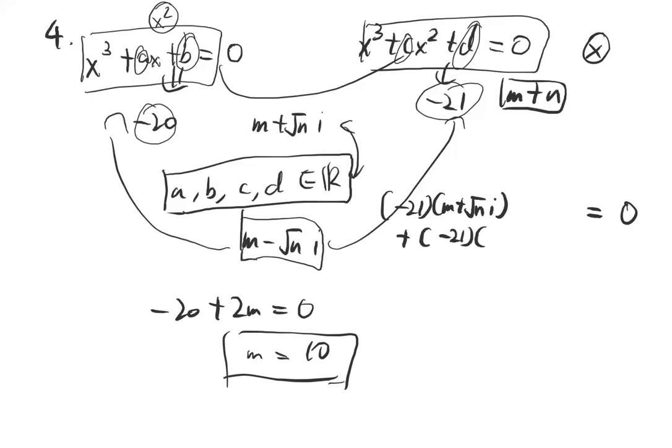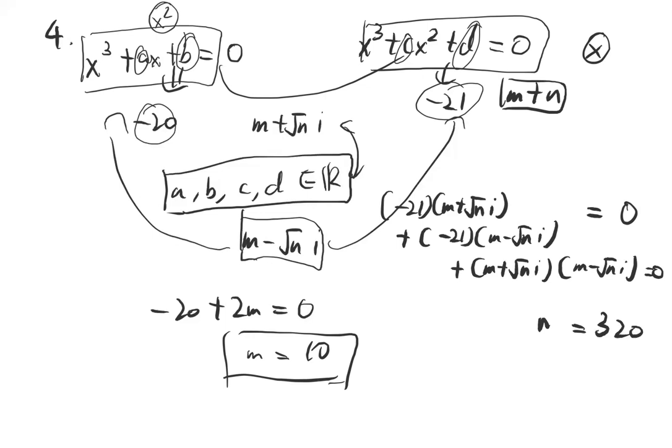So we multiply each of these roots together. I'm going to skip the algebra part because it's very, very tedious. At the end, all the imaginary part cancels out, and after solving for the value of m, we get n equals 320. So m plus n is 330. So that's it.